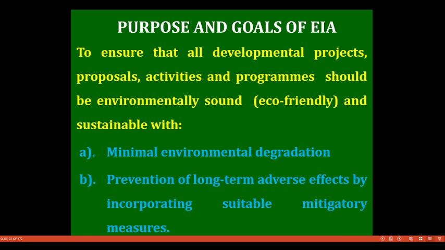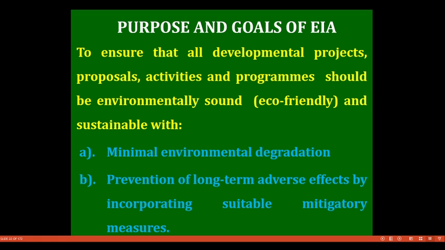Now we will see what is the purpose and goals of EIA. Why are we doing this EIA program? So the ultimate goal of EIA is to make sure that all development projects should be eco-friendly and sustainable. So these two terms you should remember: eco-friendly and sustainable.